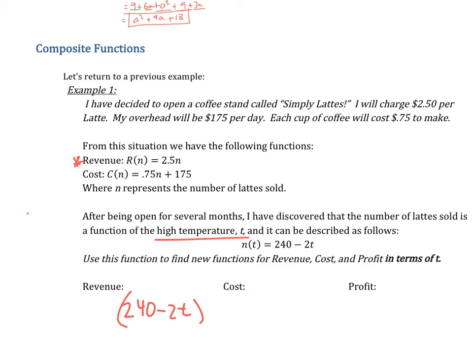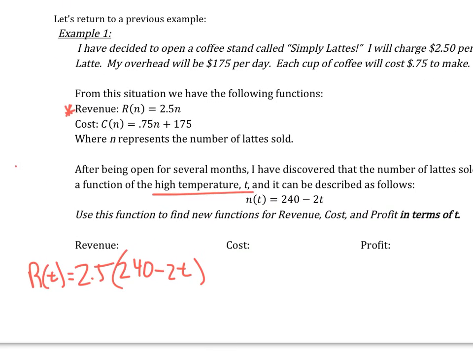That's how many I'm going to sell. If I multiply that by 2.5, now I can figure out what my revenue is. And so this now is a function of T. All right? So you tell me T, and I'll tell you the revenue. Let's go ahead and clean that up a little bit. If we distribute here, we get R of T equals 2.5 times 240, 600, and then 2.5 times 2 is going to be 5T.